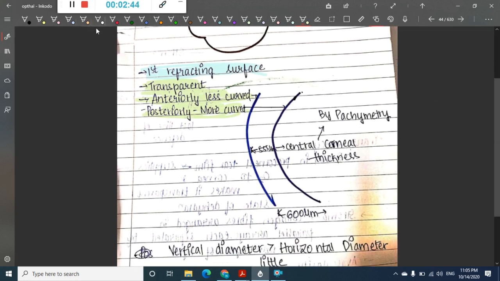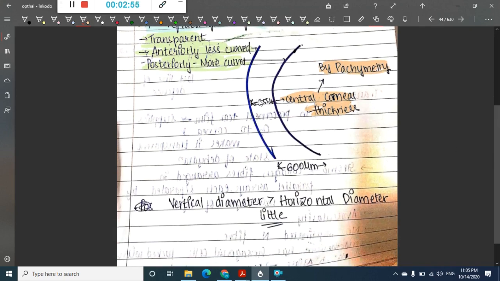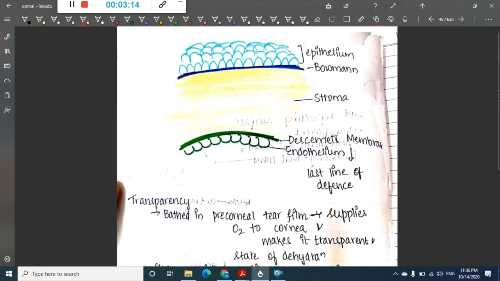The central thickness of the cornea is diagnosed by pachymetry. The thickness of the cornea is detected by pachymetry. It is almost 555 microns centrally, whereas the thickness in the periphery will be 600 microns. Now the vertical diameter is a little more when compared to the horizontal diameter in the cornea. That is, vertical diameter is 11.7 millimeters, whereas horizontal diameter is 11 millimeters.